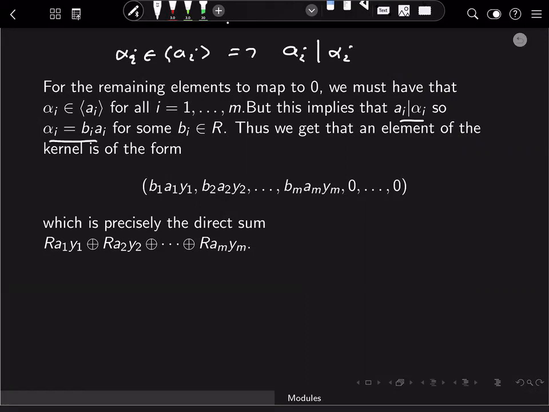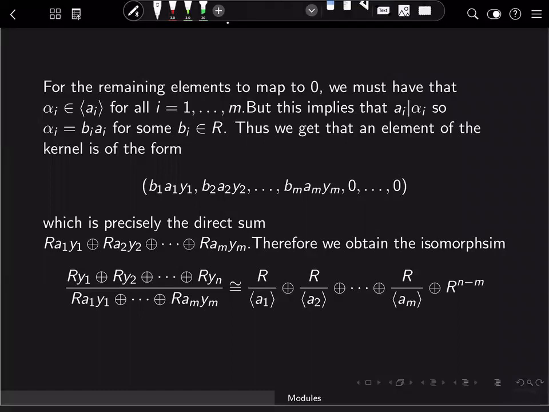Then we plug this back into our original formulation. So what we get is the elements of the kernel are of this form: B1A1, that comes from this relation here, because we know that alpha 1 is equal to B1 A1 for some B1 in R. And we know that these end pieces have to be 0, but this is precisely this direct sum, RA1Y1 through RAMYM.